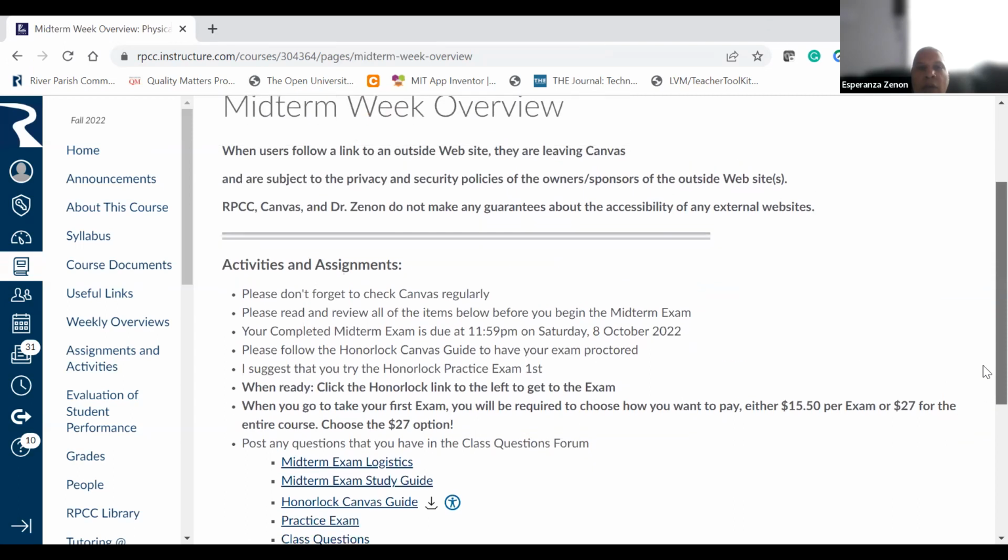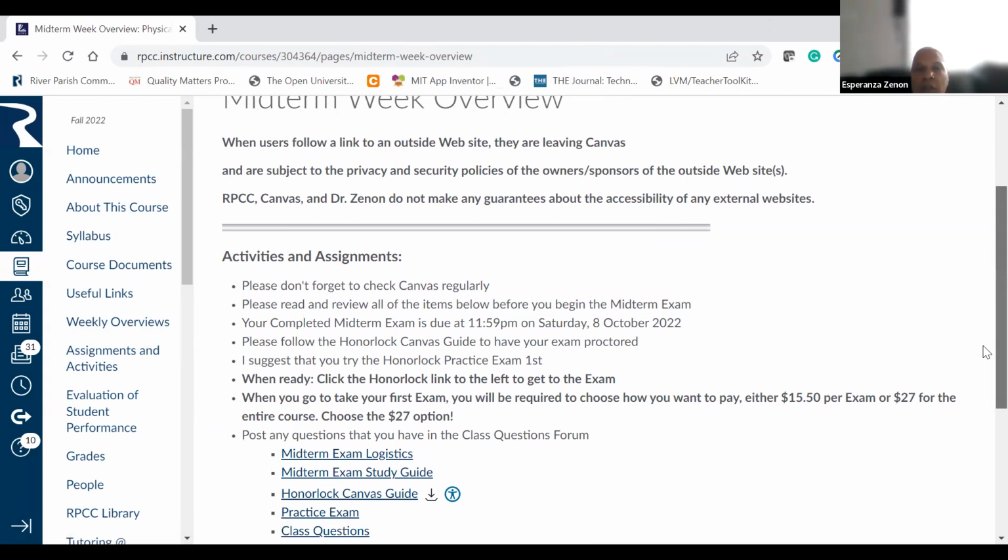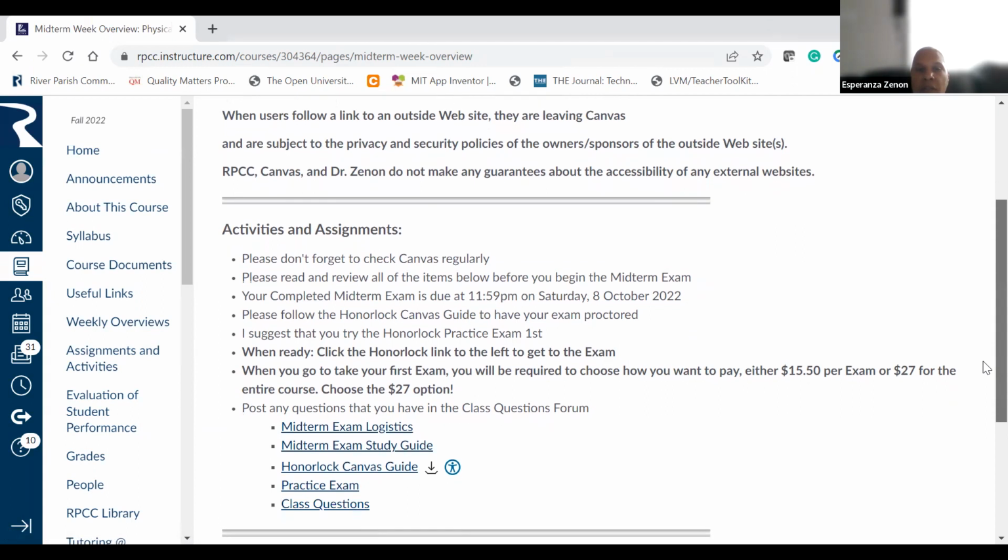But I want to go over the material in the midterm week overview so that you have all of the instructions that you need, especially since we aren't going to meet next Tuesday. Again, you can go right to the weekly overviews, click weekly overviews, and it says midterm week overview. If you click there, you'll see all of these instructions and information listed.